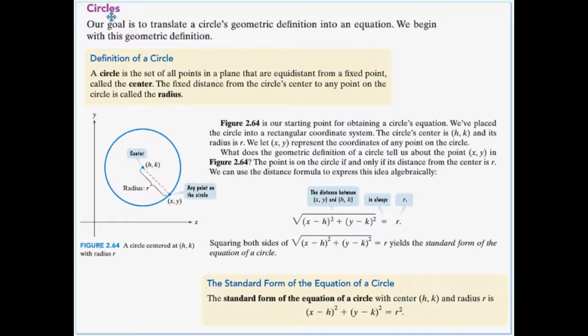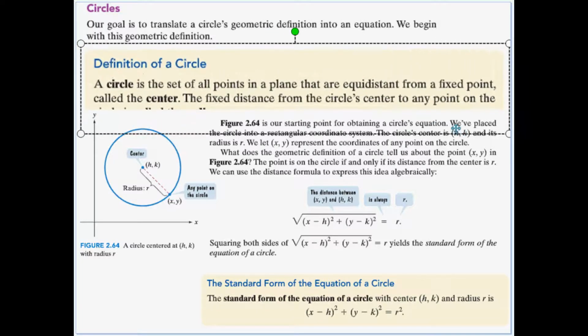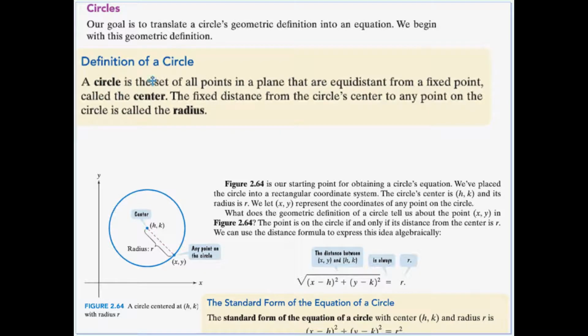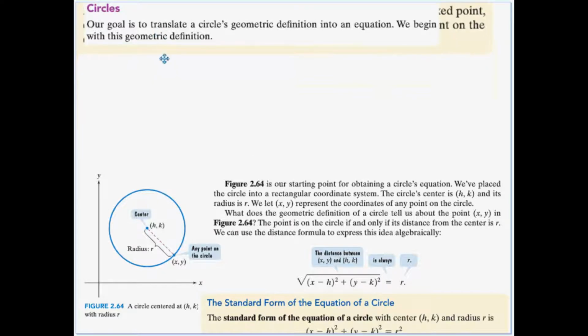Now circles. Our goal is to translate a circle's geometric definition into an algebraic equation. First, let's reminisce here on a definition of a circle. So a circle is the set of all points in a plane that are equidistant from a fixed point called the center. The fixed distance from the circle's center to any point on the circle is called the radius.